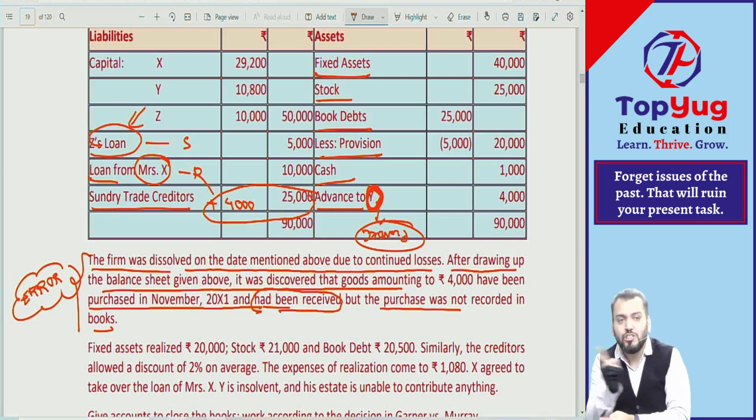So in closing stock there is no mistake. Where will the mistake be? Only in the purchase and creditor account. Purchase and creditor account. Understood? I'll give a note for this, but have you understood this point?